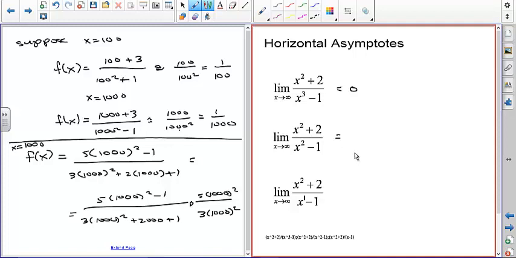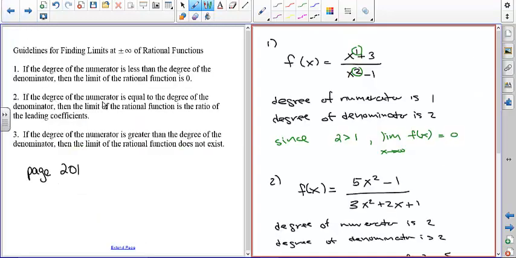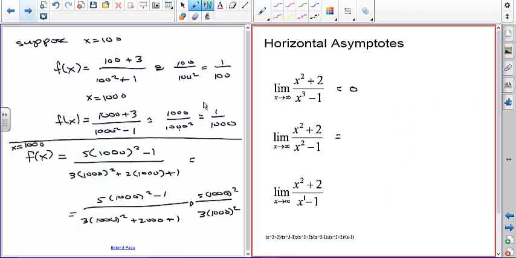What is the order of the exponents of the highest terms? What's that number? Okay. What's that number? Okay. Are they the same? Yes. Okay. So the rule says if the degree of the numerator is equal to the degree of the denominator, then the limit of the rational function is the ratio of the leading coefficients. So what is the leading coefficient for this term? 1. What's the leading coefficient for that? What's the ratio of the leading coefficients? 1. Okay, so the answer is 1.